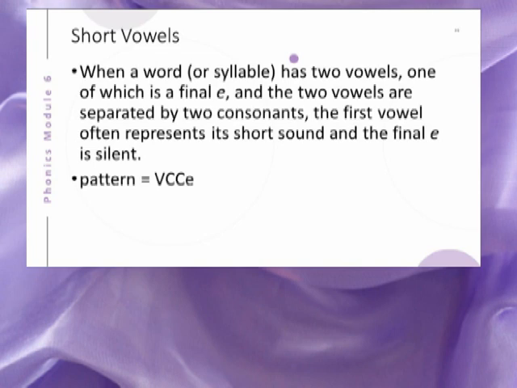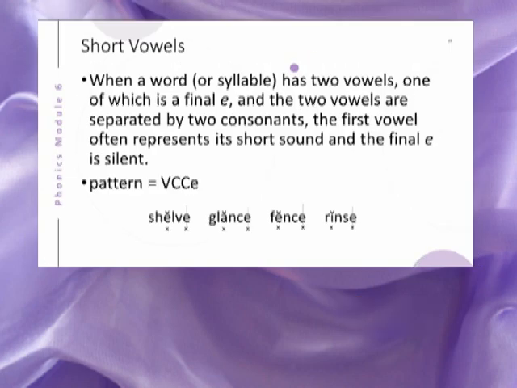There are many words in which the vowel is followed by two consonants and a final E. Note that in words ending with a vowel that is followed by two consonants and a final E, the first vowel phoneme is usually short. We can make a generalization concerning these words. When a word or syllable has two vowels, one of which is a final E, and the two vowels are separated by two consonants, the first vowel often represents its short sound and the final E is silent. These four words are examples of this generalization.